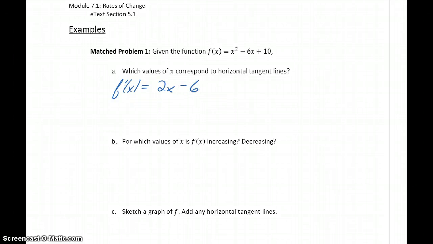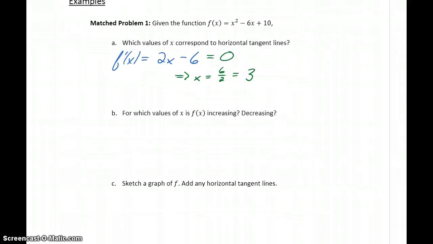So now to determine values of x where the tangent line is horizontal, that means our tangent line has a slope of 0. So we'll take our derivative function, set it equal to 0, and solve for x. In this case, that's going to give us x equals 6 halves, or positive 3.